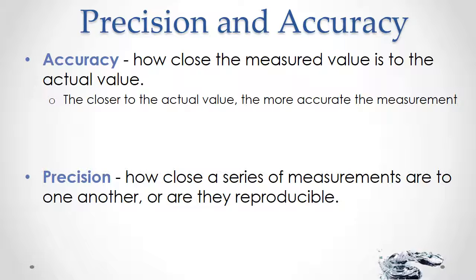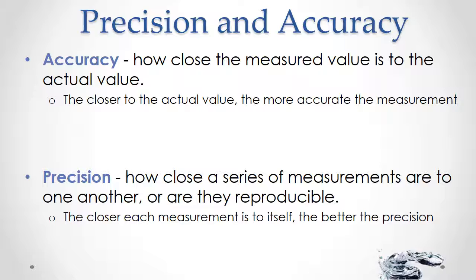Precision, on the other hand, looks at how close a series of measurements are to one another and if they are reproducible. The closer each measurement is to itself, the better the precision of the measurement.